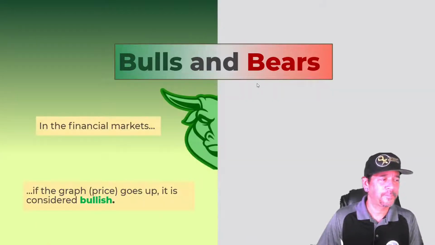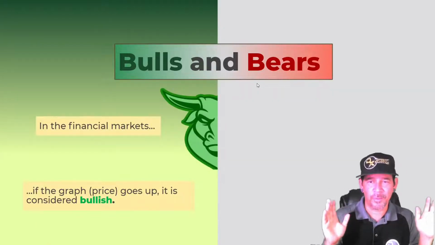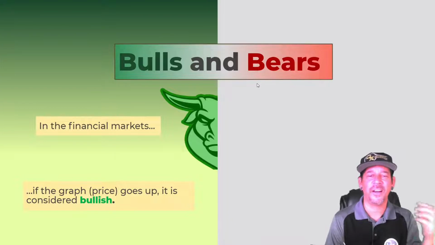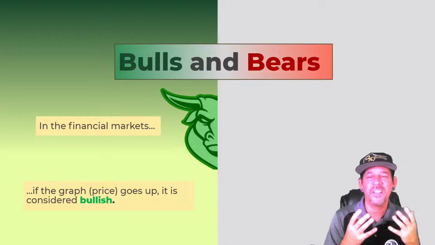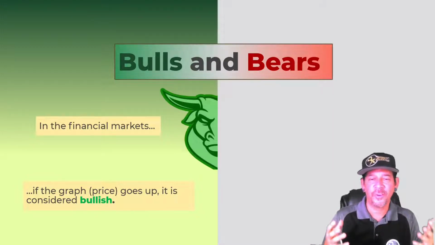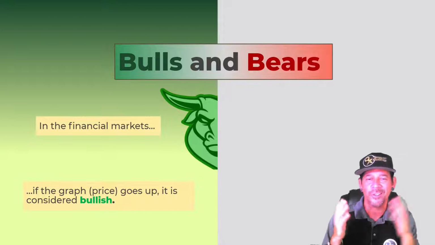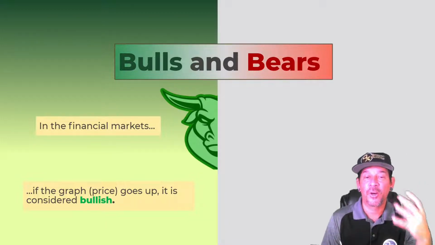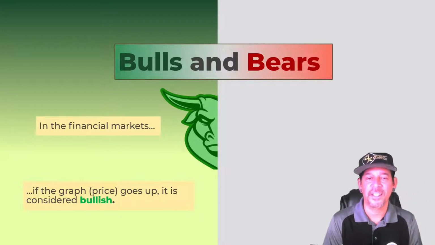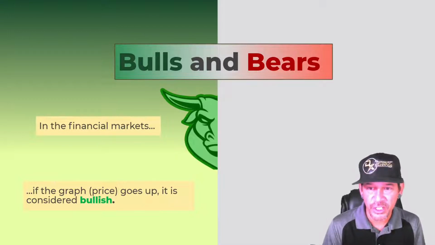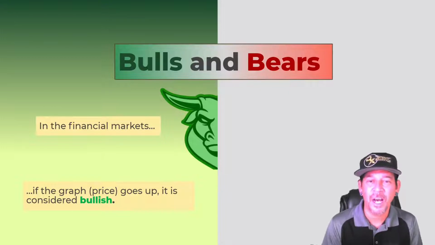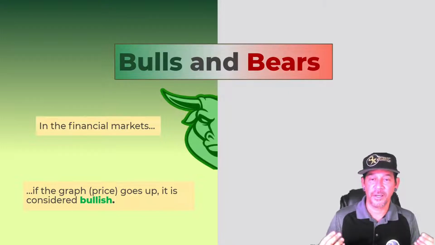So in any financial market, not just Forex market, any financial market, when you're looking at a graph, remember what is going on the graph. The graph is basically price. Doesn't matter if you're looking at a stock, the Forex market, futures, whatever you're looking at, we're talking about price. So if the graph goes up, it is considered bullish. If it's in an uptrend, it is considered bullish.